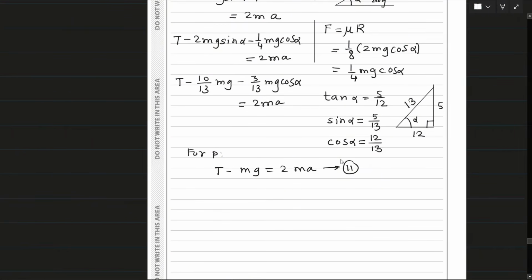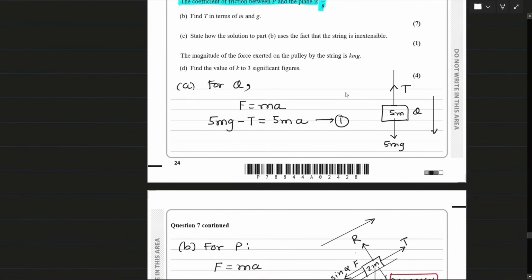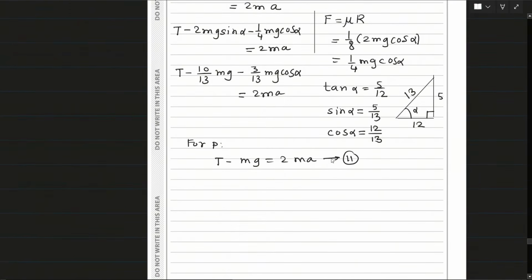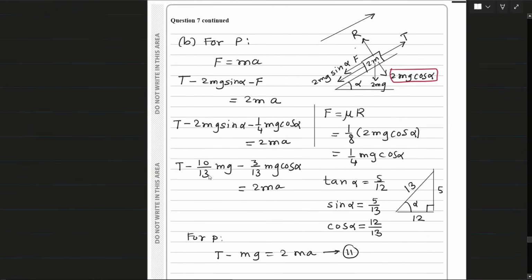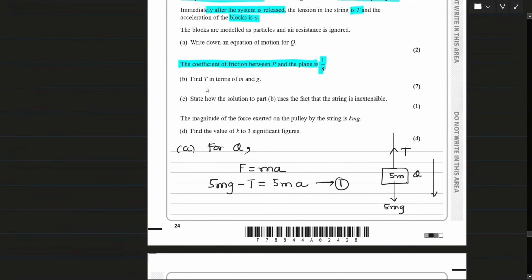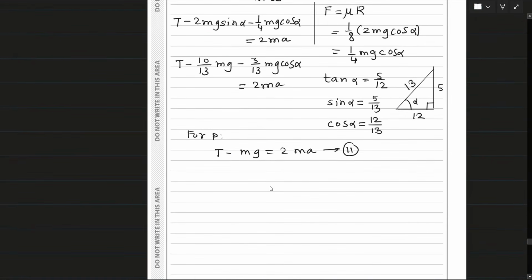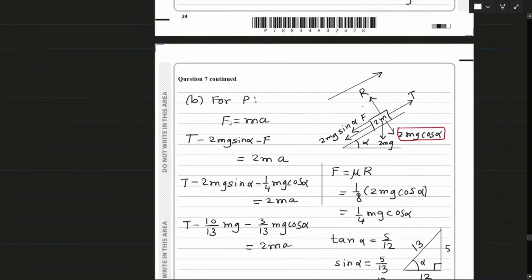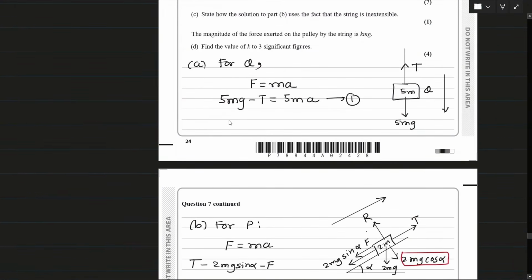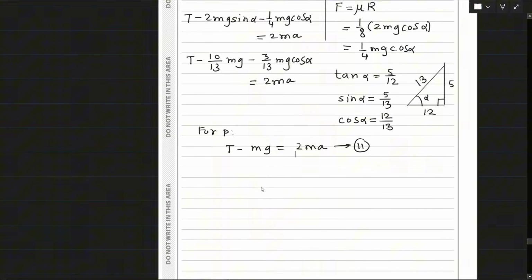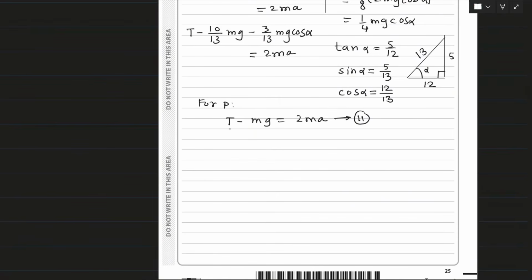So we see that in both of these equations, equation 1 and equation 2, we have T and a as unknowns. We have two unknowns in both of these equations. So in order to solve for the value of T, we need to solve them using the methods for simultaneous equations. Now to do that, we can just add the two equations up, and that will eliminate T, and that will give us the value of acceleration, and from the value of acceleration we can find the value of T.